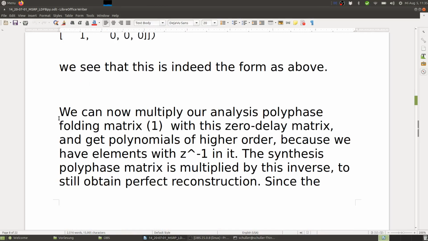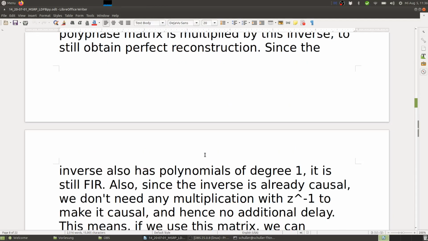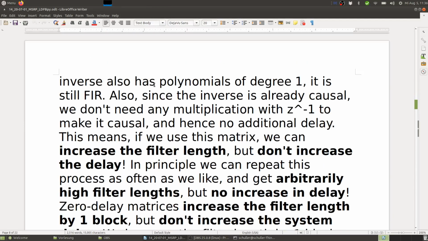So we can now multiply our analysis polyphase folding matrix, this equation 1, with a zero delay matrix, and get polynomials of higher order because we have elements with z to the minus 1 in it. Right? The synthesis polyphase matrix is multiplied by its inverse to still obtain perfect reconstruction. So we do that on both sides, such that we keep perfect reconstruction. Since the inverse also has polynomials of degree 1, it is still FIR. So both sides are still FIR. So this is also what we wanted.